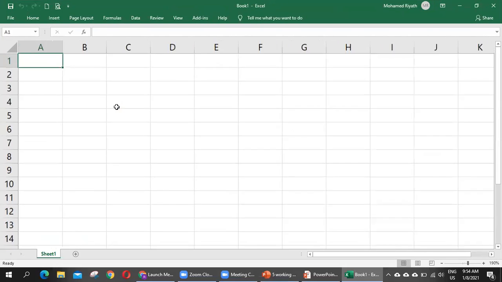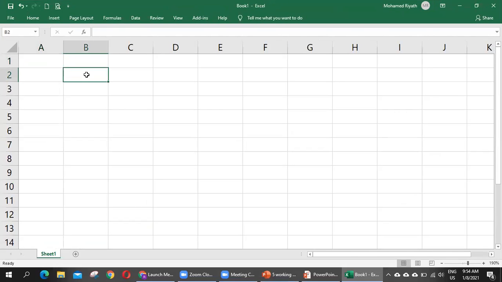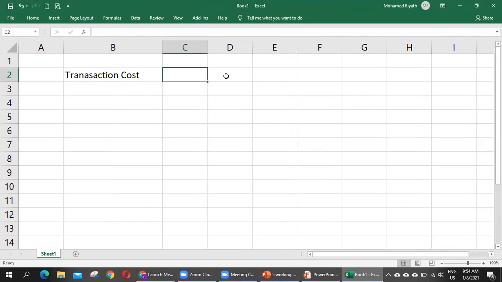Can you see the Excel sheet? Yes. Okay. So we need the information. What we need is the transaction cost. How much is the cost per transaction? 1,600.